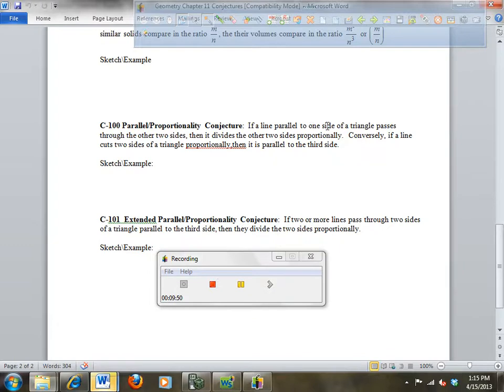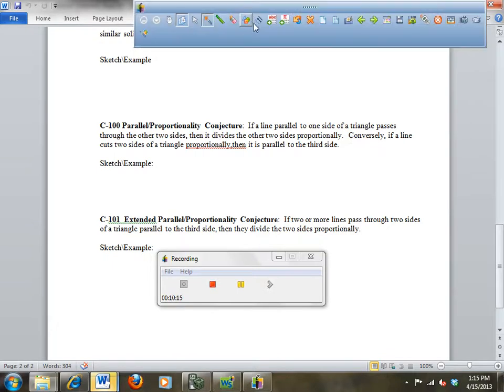If a line parallel to one side of the triangle passes through the other two sides, then it divides the two other sides proportionally. Can you guys just let me finish, please? Conversely, if a line cuts two sides of a triangle proportionally, then it is parallel to the third side.